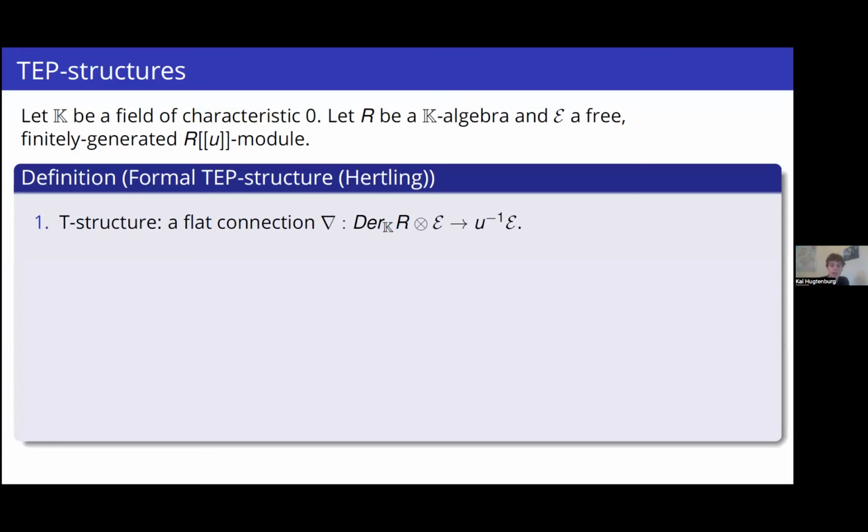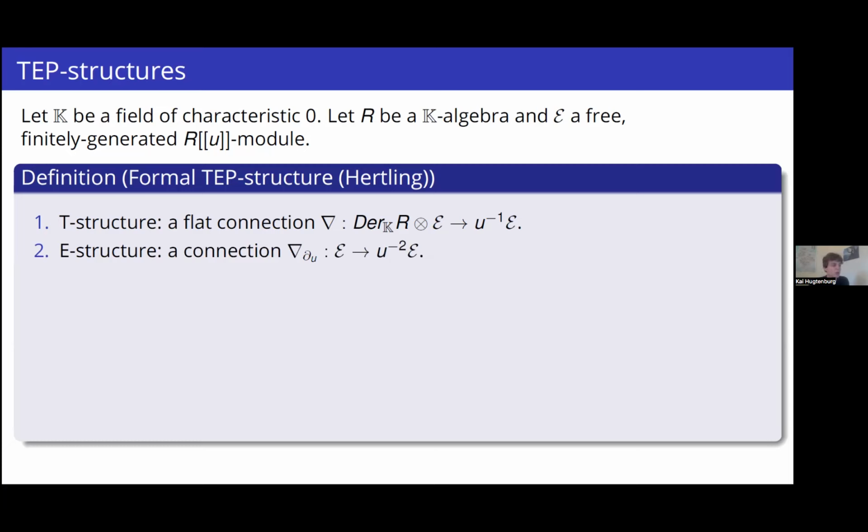The first piece of data we have is what's called a T structure, where there's a connection that acts in the base directions. In this case, it maps from derivations of R, tensor E, to u^{-1}E. This u^{-1}E means that it has a pole of order 1 at u equals 0. So the T structure is the connection in the base directions. Then we also have an E structure, which is a connection in the u direction.